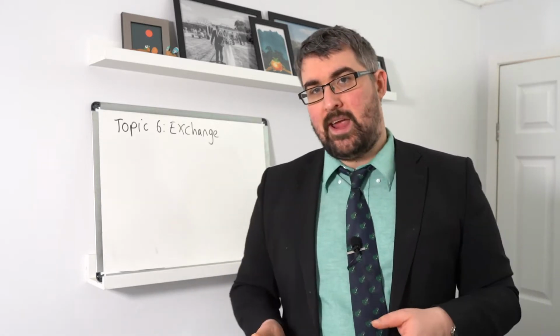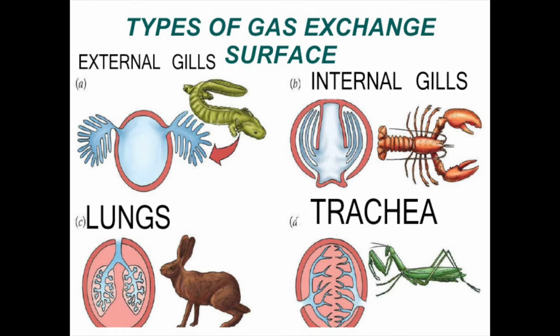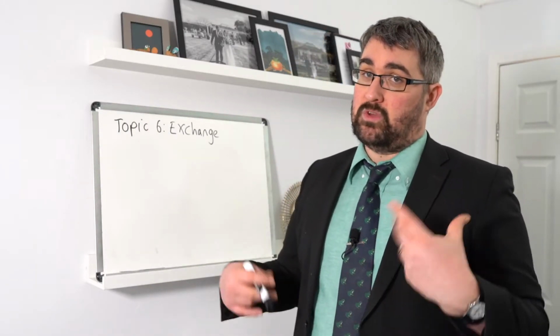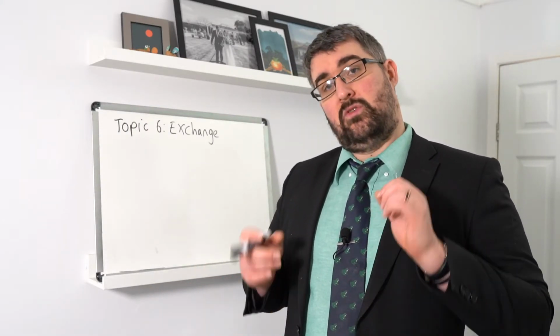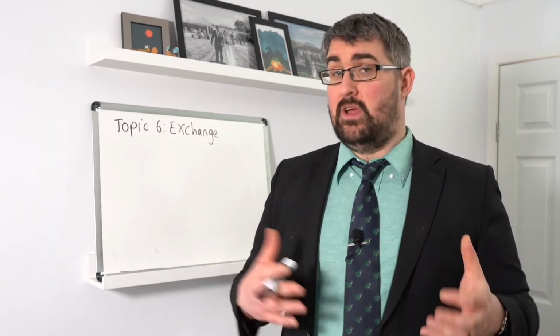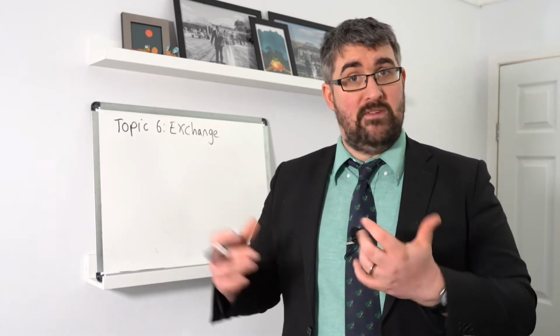So typical exchange surfaces in multicellular organisms might be the mammalian lung, fish gills, the respiratory system in insects, leaves, roots, and the digestive system, the small intestine in particular. These are all examples of exchange surfaces. So what do all exchange surfaces have in common? Well, your GCSE knowledge is usually sufficient here, and maybe a little bit of a top-up.